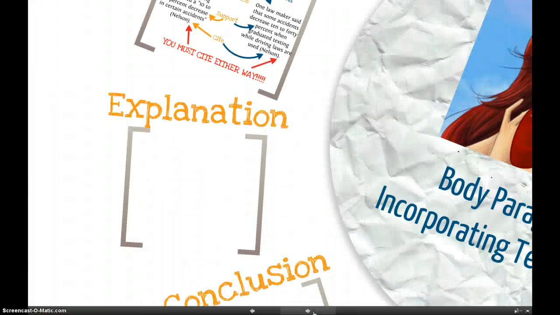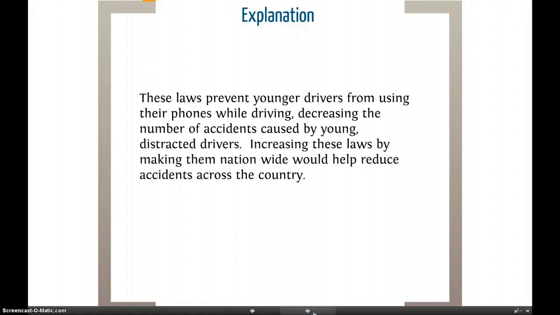Now, the next step. Explanation. So after you offer support from the text, it is extremely important that you explain your support and how it connects to your main idea. If you fail to do this, your paper will consist more of your source material than your own thoughts. Here's an example of an explanation for the support we just gave. These laws prevent younger drivers from using their phones while driving, decreasing the number of accidents caused by young, distracted drivers. Increasing these laws by making them nationwide would help reduce accidents across the country.